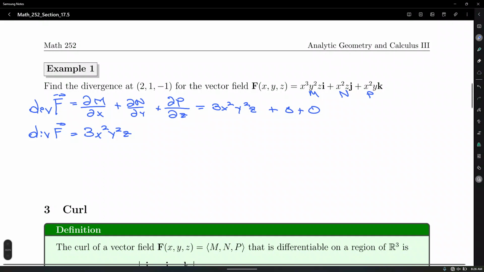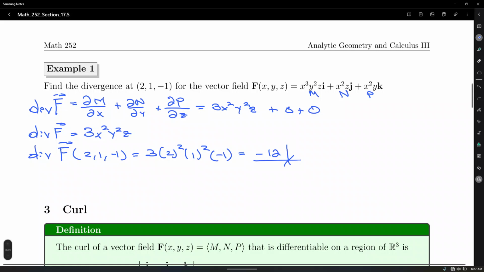All right. Well, now we're going to evaluate the divergence using this expression for any single point, and actually notice they're polynomials and no restrictions. So let's find the divergence of f at the point 2, 1, negative 1. That is 3 times 2 squared times 1 squared times negative 1. So 2 squared is 4 times 3 equals 12, times 1 squared, which is 1, times negative 1, that is negative 12.